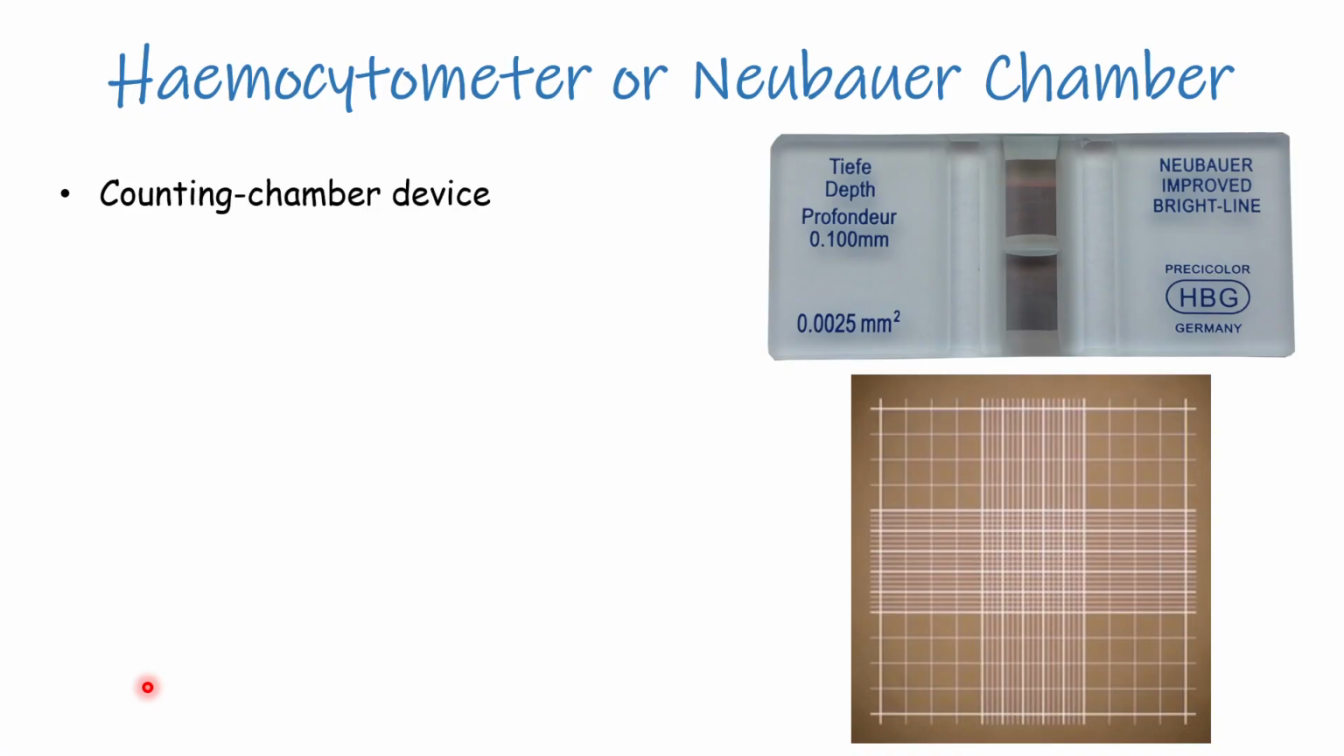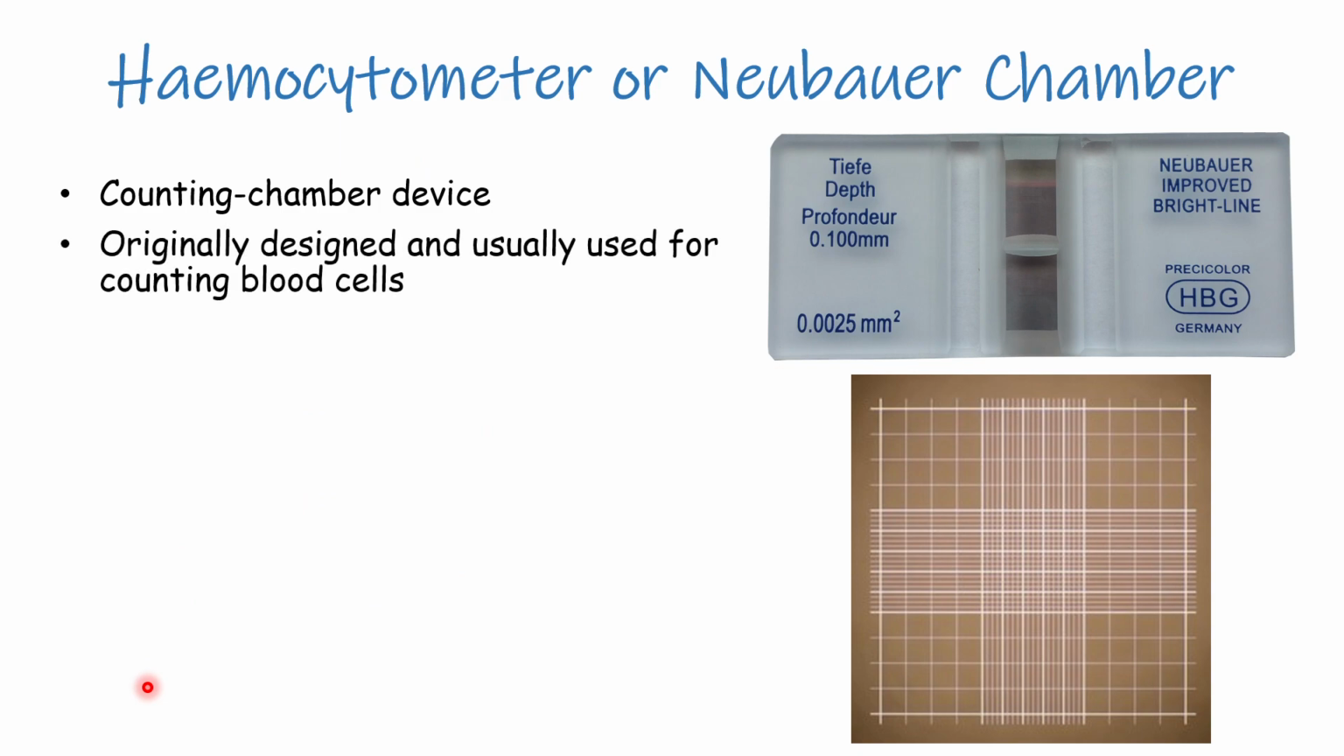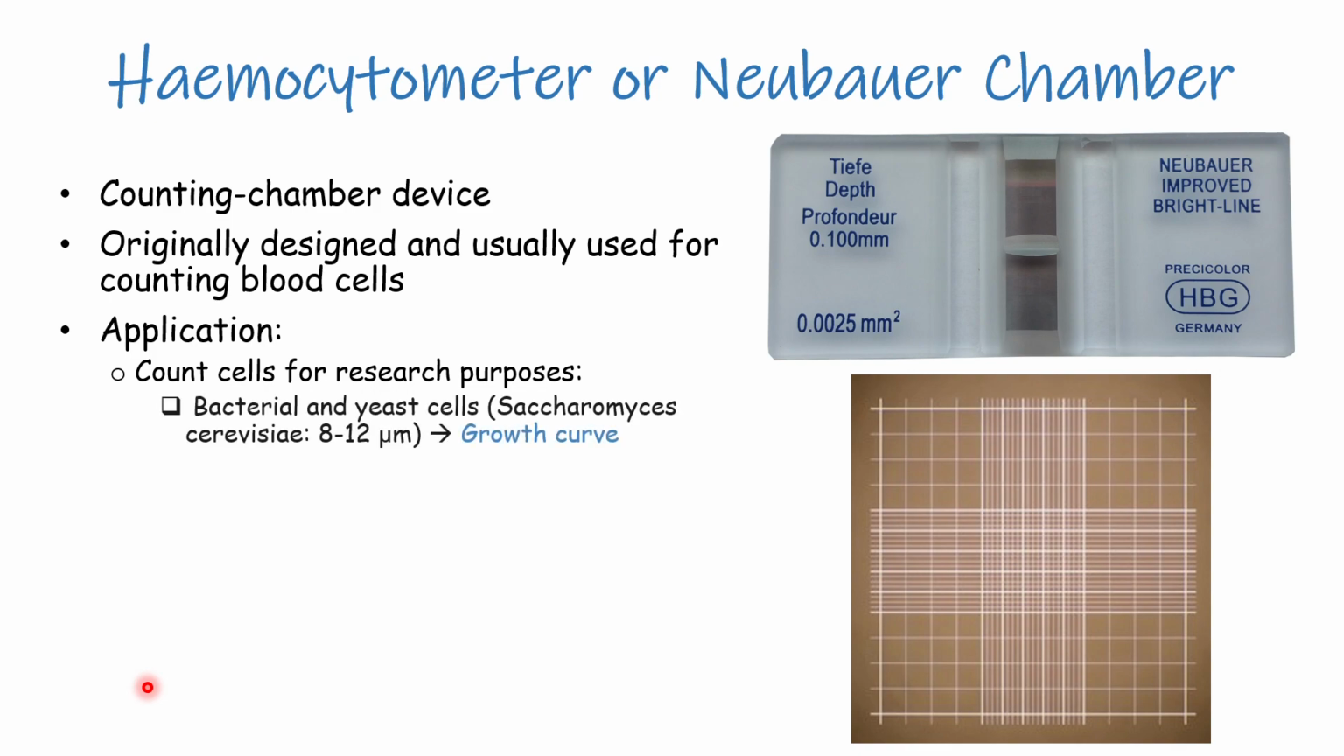So the haemocytometer is basically a counting chamber device. It's originally designed and used to count blood cells, but nowadays we don't just use this tool to count blood cells. We use it for counting various lines of cells, and all of them are usually for research purposes. One type of cell that we count is bacterial and yeast cells. The example given here is from yeast cells, of course, spanning from 8 to 12 micrometers long.